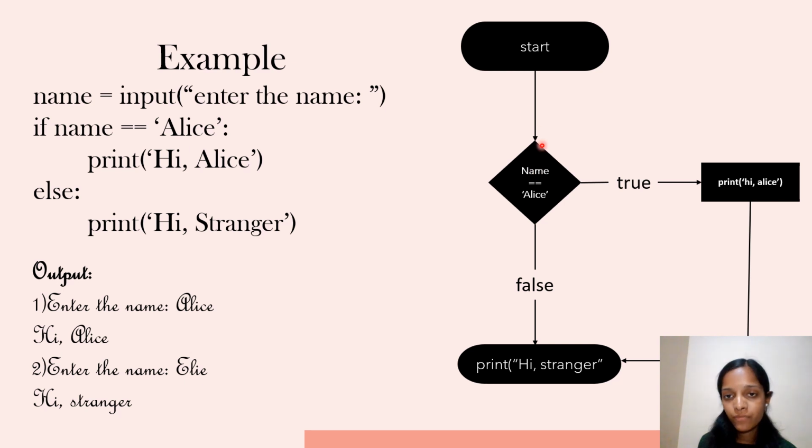First, we give the name. If the name is equal to Alice, if it is true, then hi Alice is printed. If not, if the name is not equal to Alice, then hi stranger is printed. We can see the output also here. When the entered name is Alice, it gives the output as hi Alice. If the entered name is anything other than Alice, then it gives hi stranger.